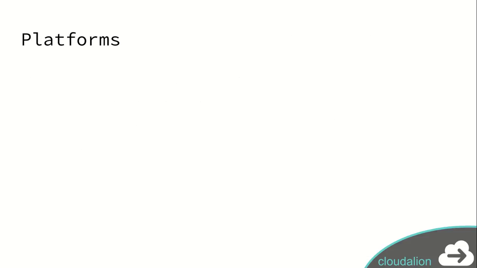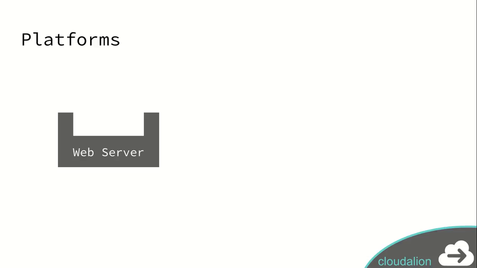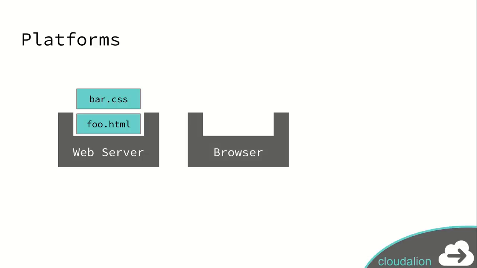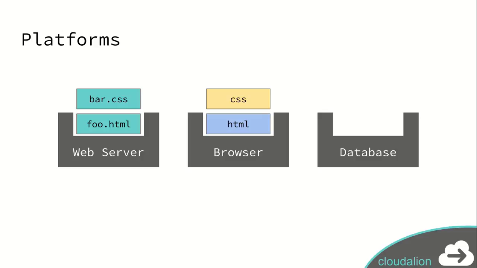What makes it possible for us to get away with defining these aspects of web applications is the existence of platforms. A web server is an example of a platform that takes static files and serves them over the internet. A browser is a platform that takes HTML and CSS content and displays them to a user. And a database is a platform that takes data that corresponds to a schema and allows storage and retrieval.